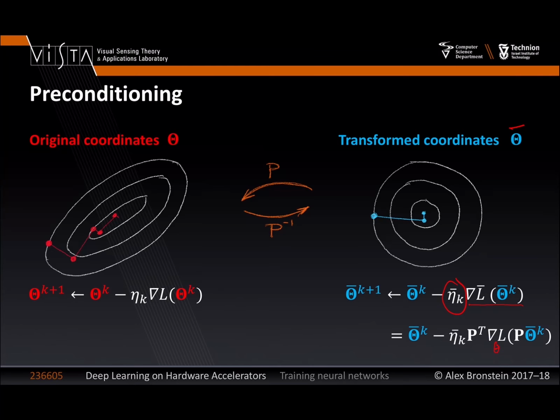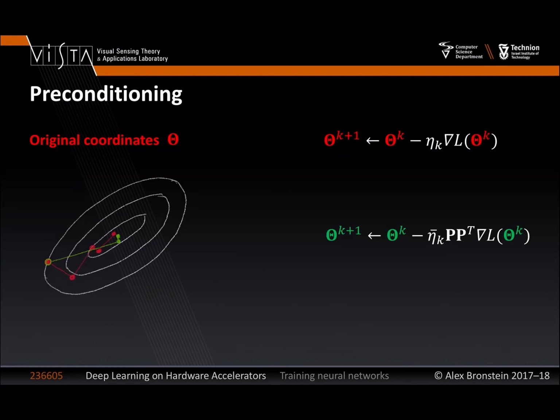So this created a trajectory. Let's map it back to theta. I'm just going to multiply everything by P on the left. I'm multiplying everything by P on the left. And this is the trajectory I'm going to have in the original space. You see, it's a different trajectory. So basically I have this.